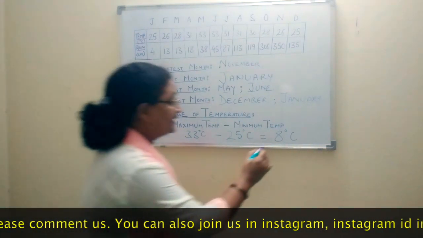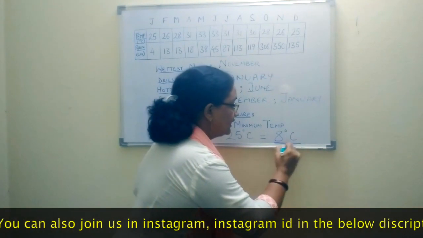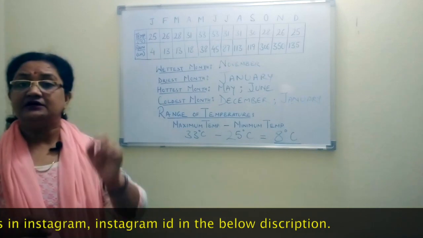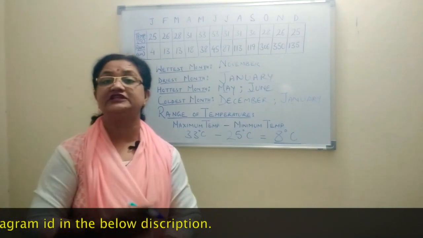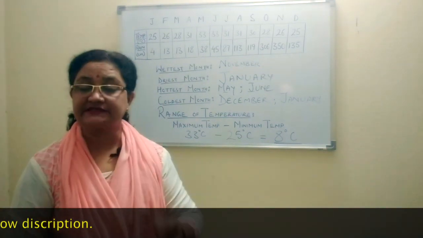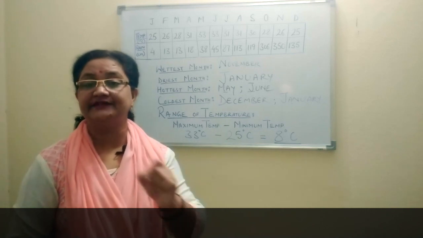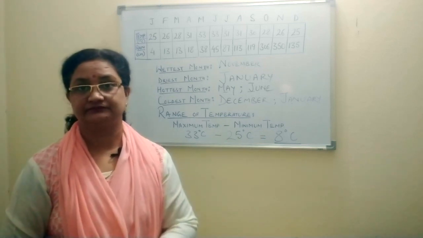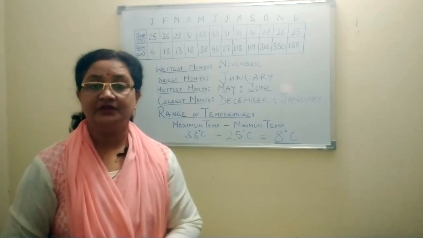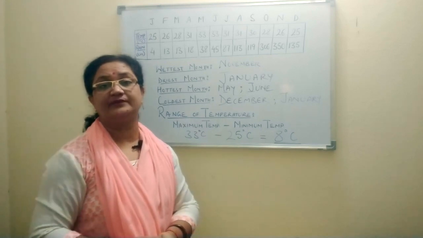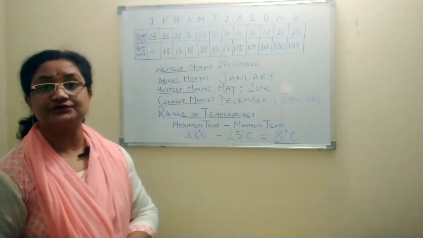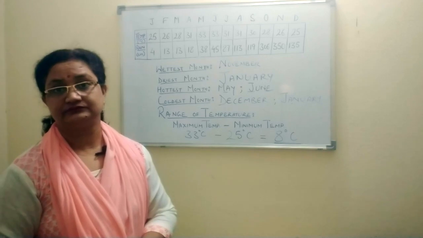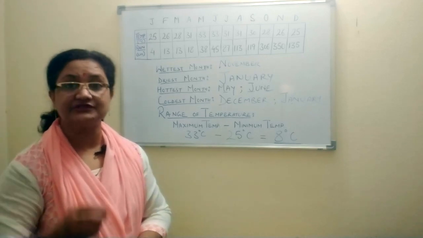So what is this 8 degrees centigrade? 8 degrees centigrade is the range of temperature of this particular place. This is called as the range of temperature. Right? Now, how is the range of temperature so important? This I will explain just now.